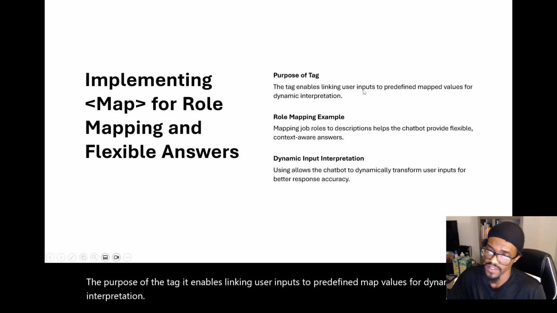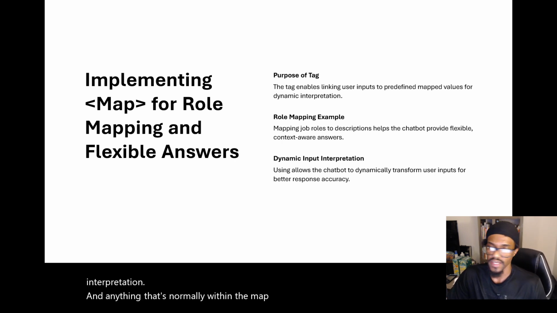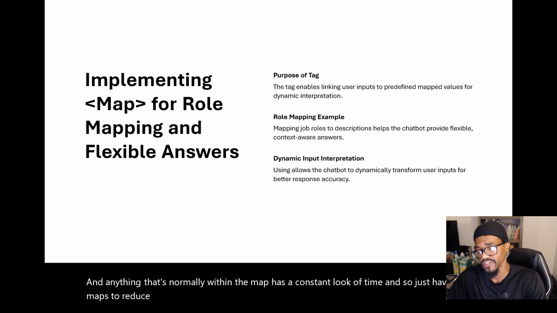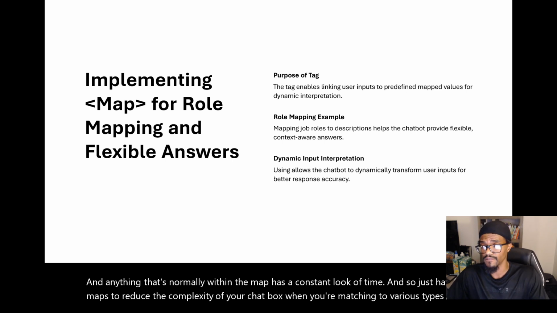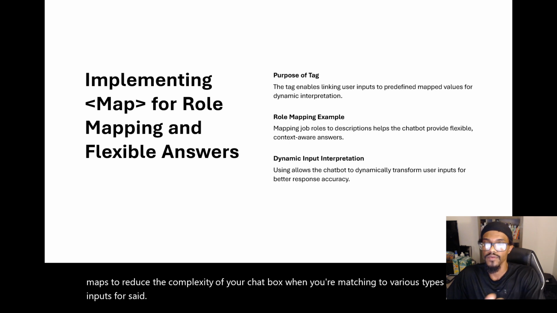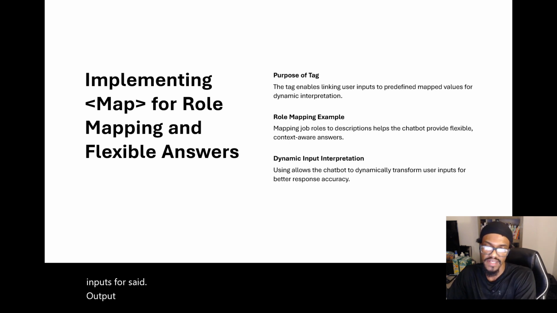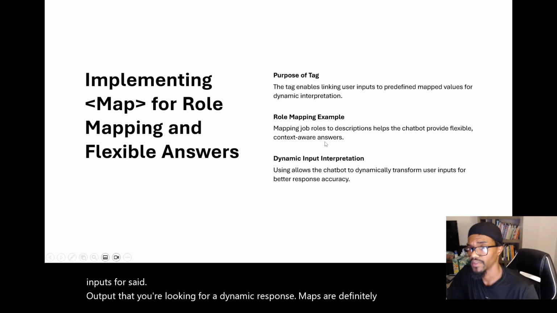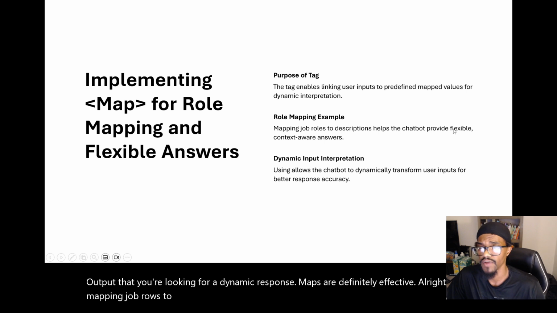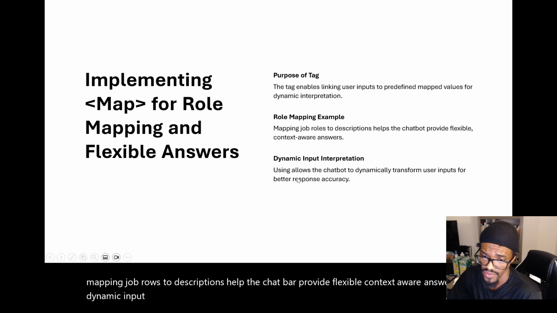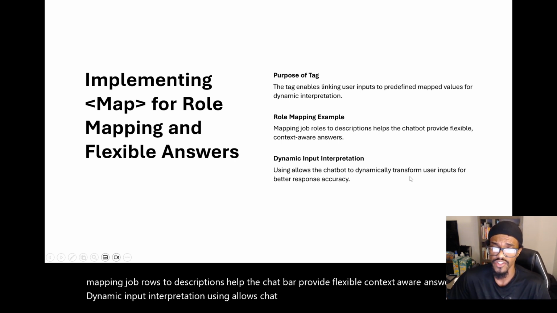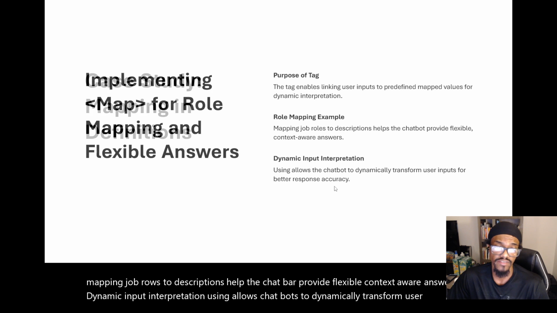And anything that's normally within a map has a constant lookup time. And so, just having maps to reduce the complexity of your chatbots when you're matching various types of inputs for the output that you're looking for, or a dynamic response, maps are definitely effective. All right, so mapping job roles to descriptions helps the chatbot provide flexible, context-aware answers. Dynamic input interpretation: using this allows chatbots to dynamically transform user inputs for better response accuracy.